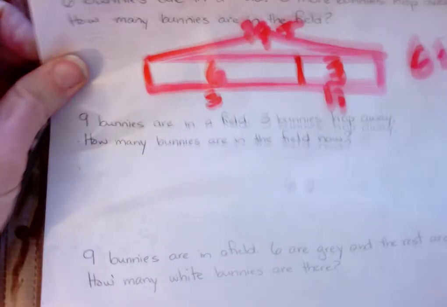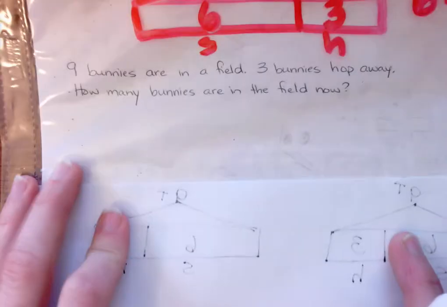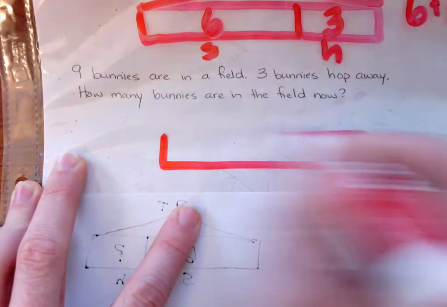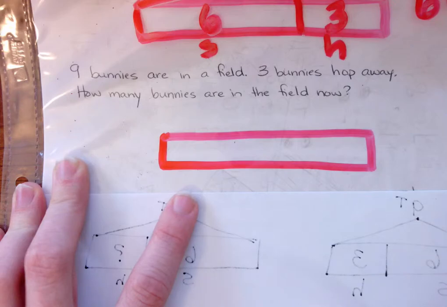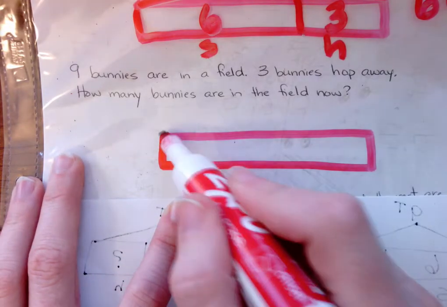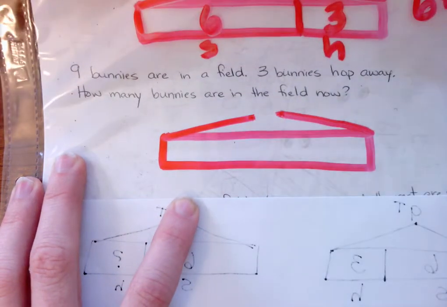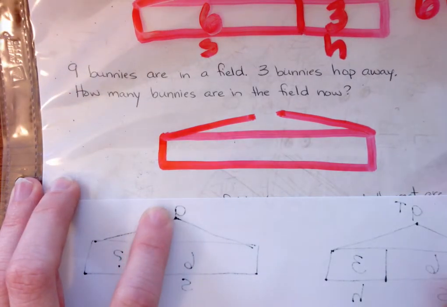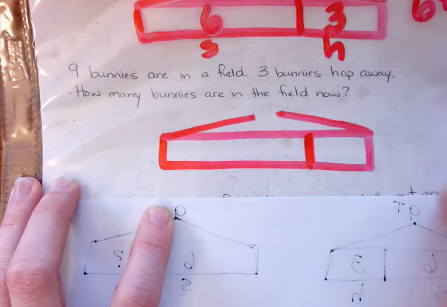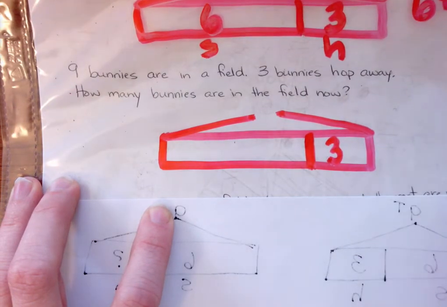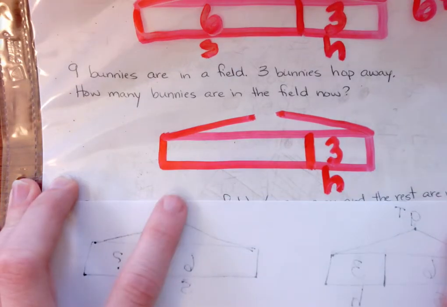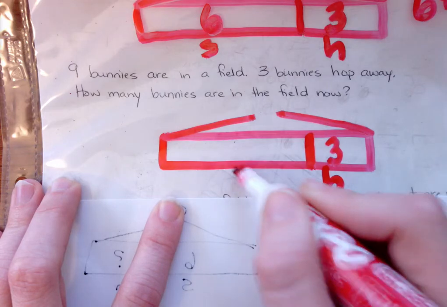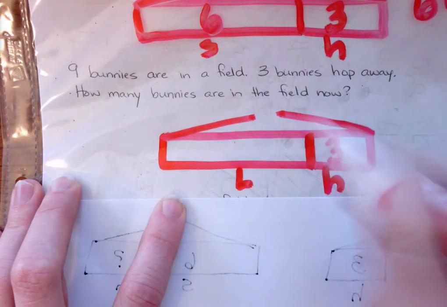In other problems, we may have different information. We can use the same visual model to represent the situation. So we still have bunnies in a field. And now we know that part of the bunnies hopped away. That's our hopping away. And I happen to know there's 3 that hopped away. We will have the bunnies that are left, and that would make our total number of bunnies.